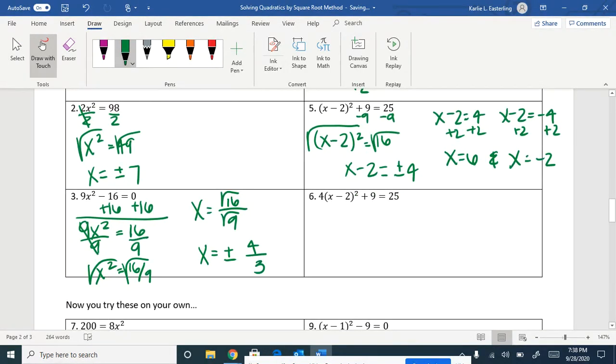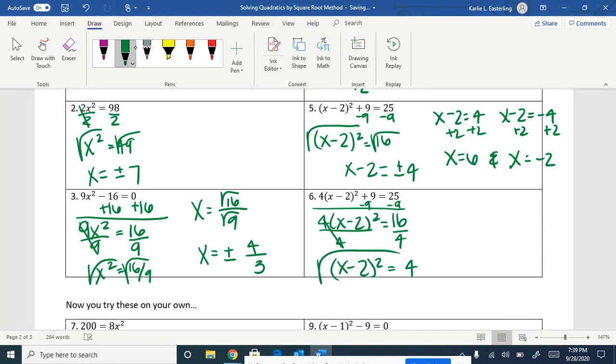And then we will come down here to number 6. And so we have a lot more this time with that x squared term. So this time we're going to subtract 9 again. And that'll be 4x minus 2 squared equals, and again, we have 25 minus 9 again, so that'll give us 16. But then we have to divide by 4. And 16 divided by 4 is 4. So we're looking at x minus 2 squared equals 4.